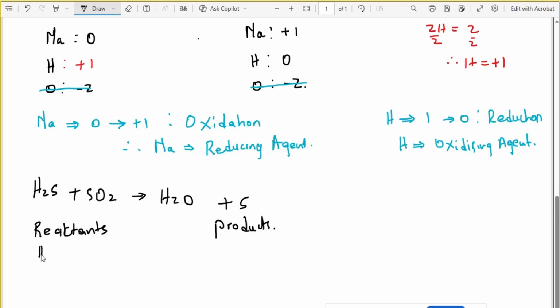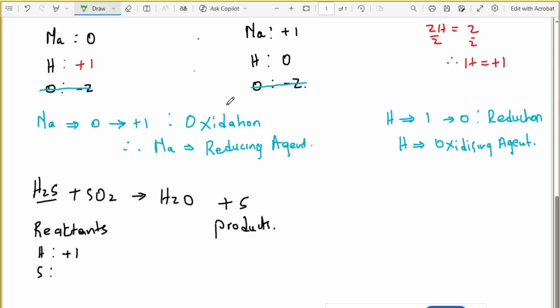So H, look at this. With S, it will be +1, right? And then what about sulfur in H2S? What will be the oxidation number of sulfur? You know what you need to do.